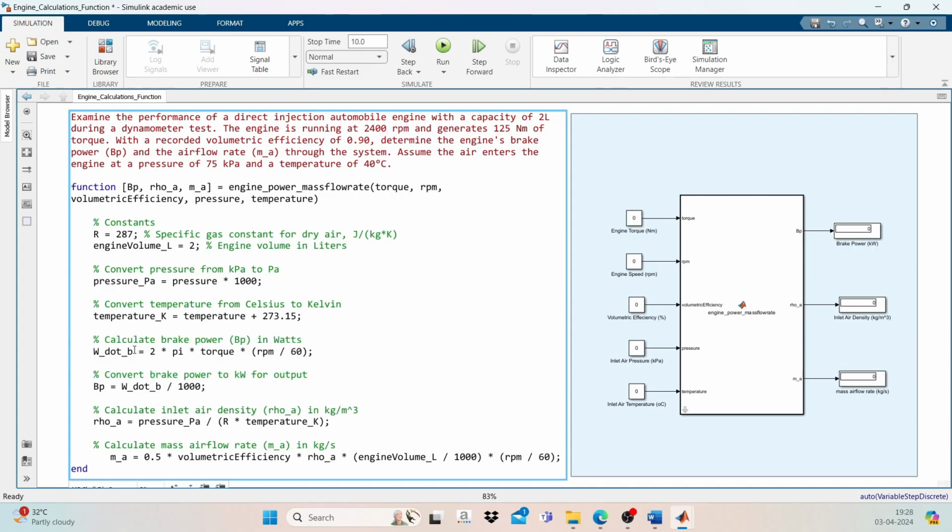The brake power calculation, 2 into pi into torque into RPM by 60 is the formula for brake power calculation. We get the brake power in watts. To convert it into kilowatt, we have to divide it by 1000. So that happens in the next step.